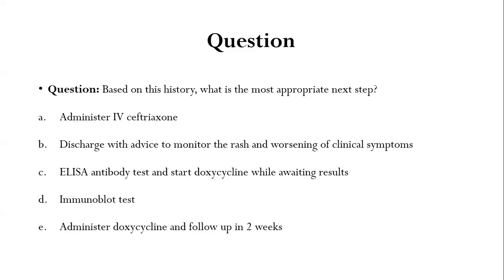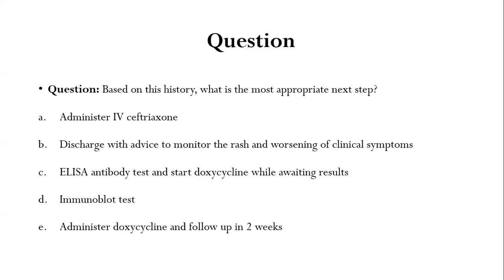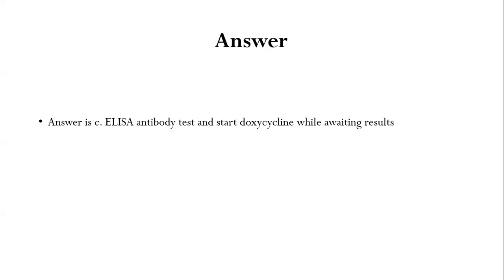So just try to read up the question. So this is a patient. He has history of fever, and he gives history that he went for a hike in the Scottish Highlands, and there was an insect bite. However, there is no appearance of rash, and now he presents with mild degree of fever and arthralgia. As you can see, there is bilateral knee aches which have not yet improved with rest. And before that, he experienced fever and chills, and he denies any systemic symptoms. So, what will you do in this patient? So, these are the 5 options. Yes, the answer is ELISA antibody test and start doxycycline while awaiting the results.